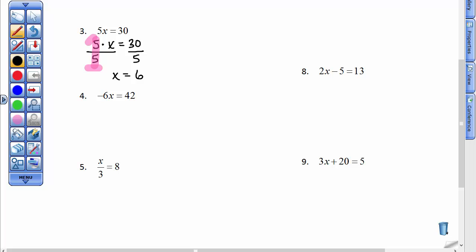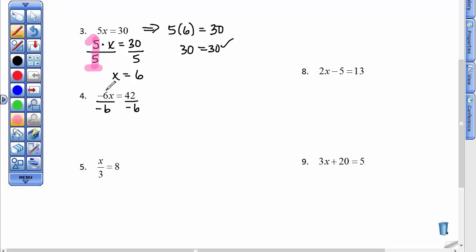Again, I could check that in my original problem, which reads 5 times whatever x is, x turned out to be 6, is equal to 30. And yes, it does work. 30 is equal to 30, so I know I got that problem correct. So again, this is a -6 times x. We're dividing both sides by a -6, but it's like multiplying by a fraction 1 over a -6. But essentially, this principle here is called the multiplication principle.